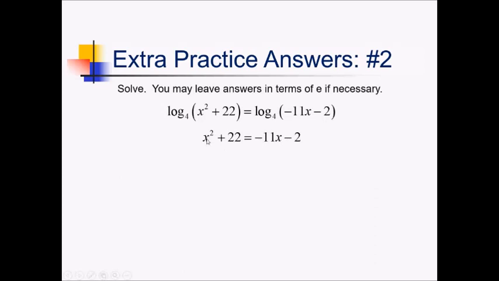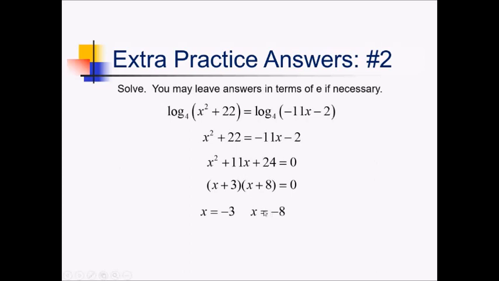So I'm going to have x squared plus 11x, and then this will be plus 24 if I add the 2 over here. Now, two numbers that multiply to 24 and add up to 11, that would be, let's see, we've got x plus 3 and x plus 8. That gives us possible solutions of negative 3 and negative 8.